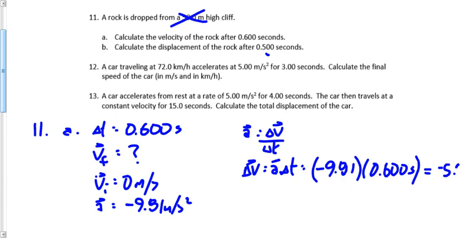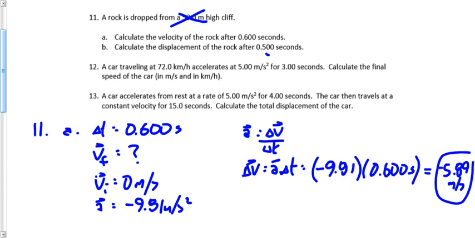Negative 5.89, actually, meters per second. Does that make sense? You guys got that? How many people got that? Good. It is negative, right? I've actually solved for delta V. The change is negative 5. But if VI is 0 and delta V is negative 5, then what's VF? Same as the change, right? Same as delta. Now in question B, we're looking for the displacement after 0.5 seconds.